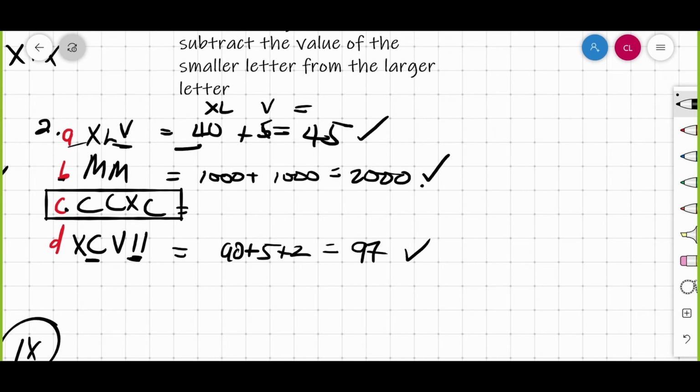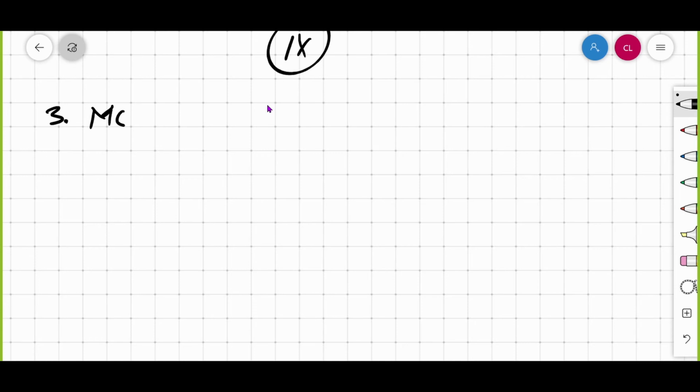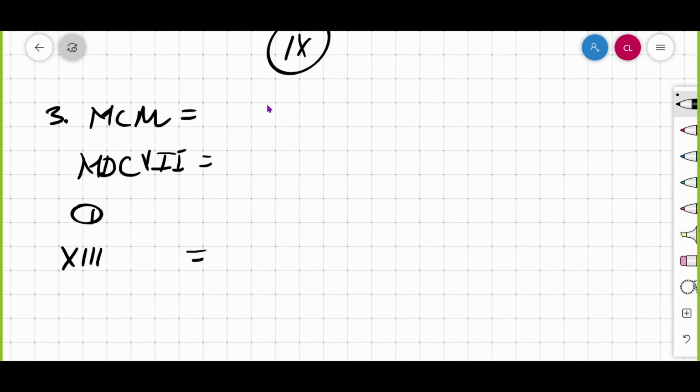What about this one? Remember, 290. 90. Okay. It says MCM, MDCV. No. CD and XII. So those are the three that we need to do. Okay, let's fix this one. This is CD.